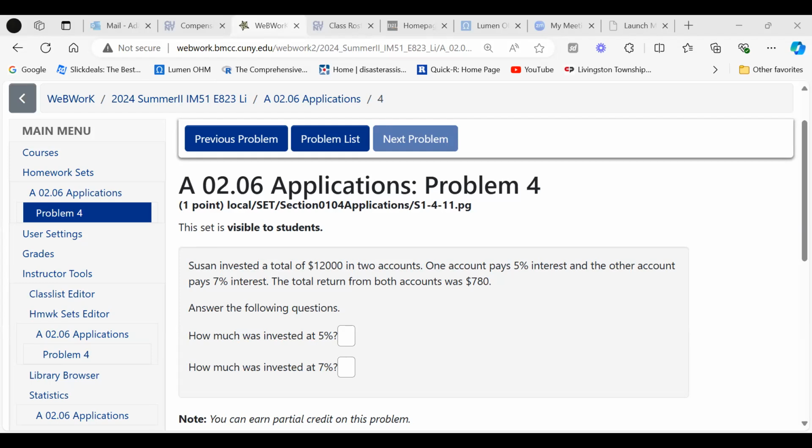How to calculate interest: interest equals principal times interest rate.